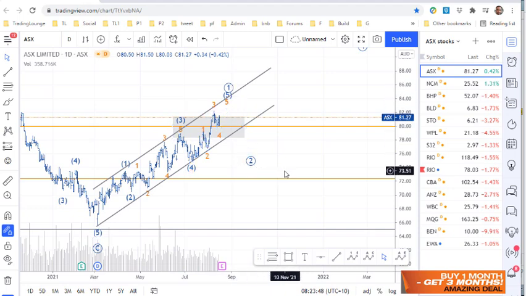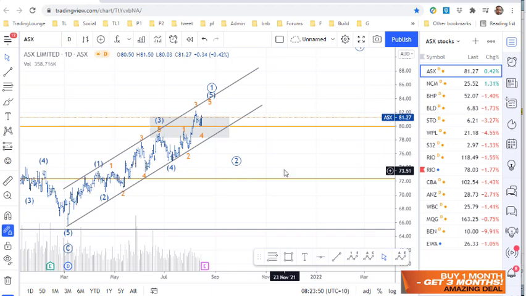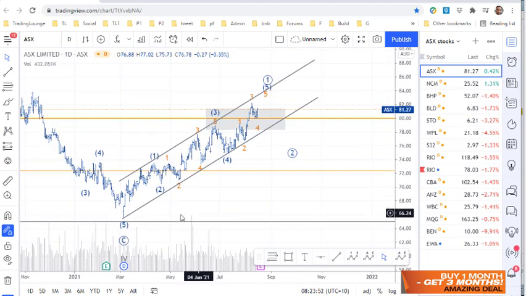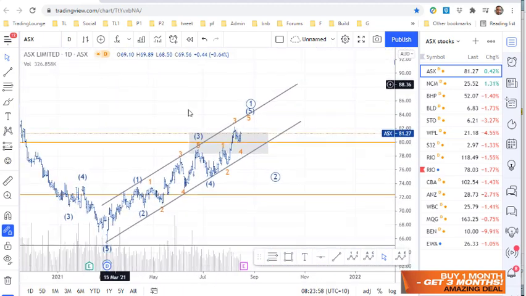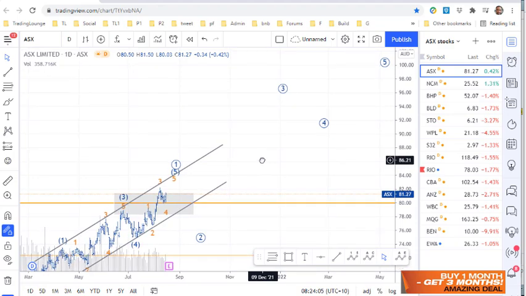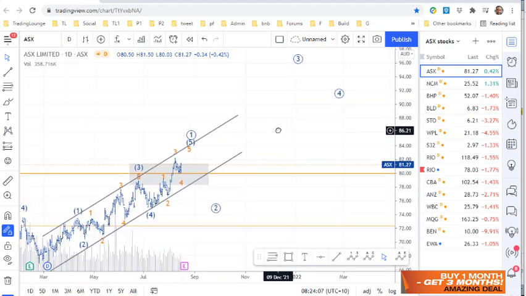So it's slightly different once again, but what it does do is that because we're getting 5 waves here and we haven't taken out the top here, that means it's got to be wave 1 here. You know, then back for wave 2. So we've got more of a bull market going on here.